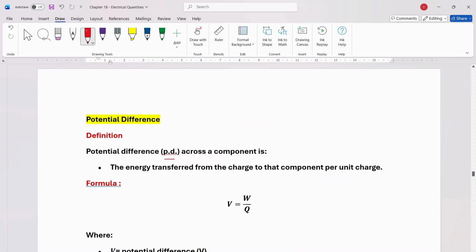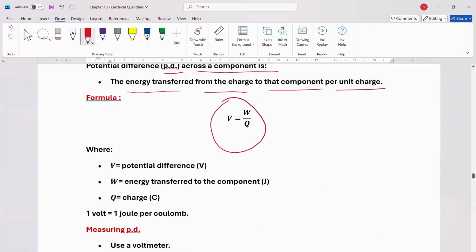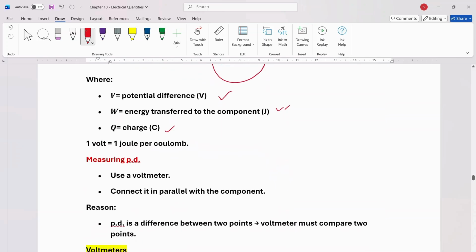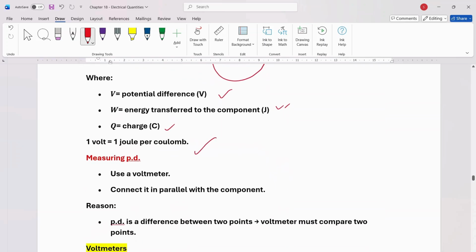Potential difference, PD, across a component is the energy transferred from charge to that component per unit charge. The formula is V equals W over Q. V is potential difference, W is energy transferred to the component, and Q is the charge. 1 volt is equal to 1 joule per coulomb.